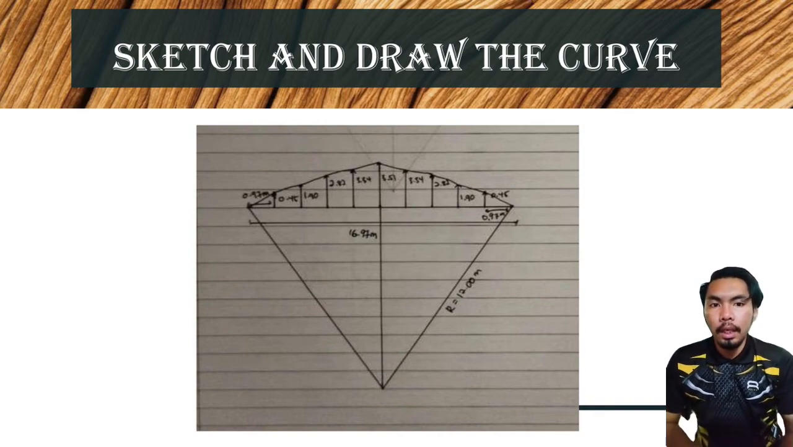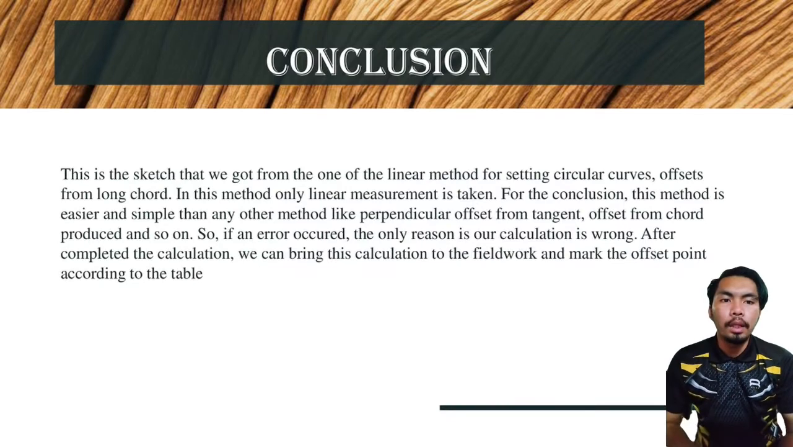So from the table that we get, this is the sketch that we get from one of the linear methods for setting out circular curves. Offset from long chord: in this method, only linear measurement is taken. For the conclusion, this method is easier and simpler than any other method like perpendicular offset from tangent, offset from chord produced, and so on.